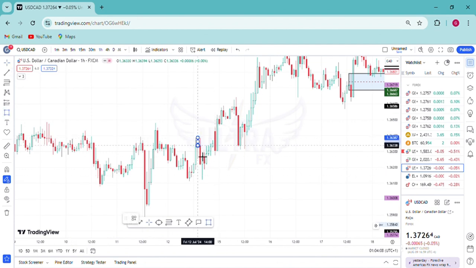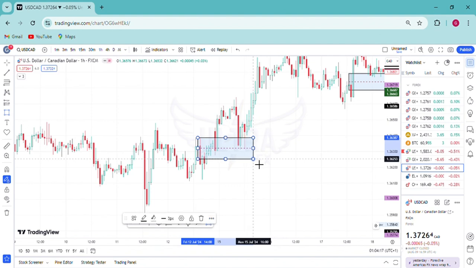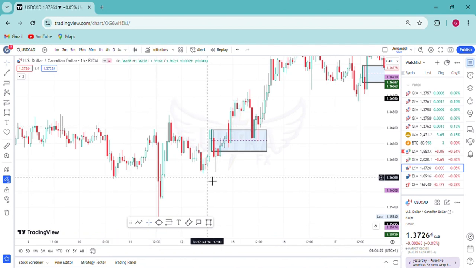So let's look for more mitigation blocks. Okay, here we can see that the mitigation block is right on the corner here. This is normally a breaker to a layman. But why we call it a mitigation block is simply what I've said before, and we have a low, and we have a higher low.